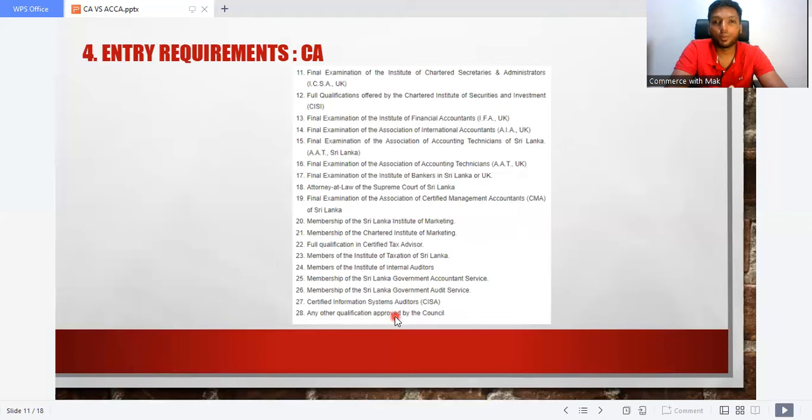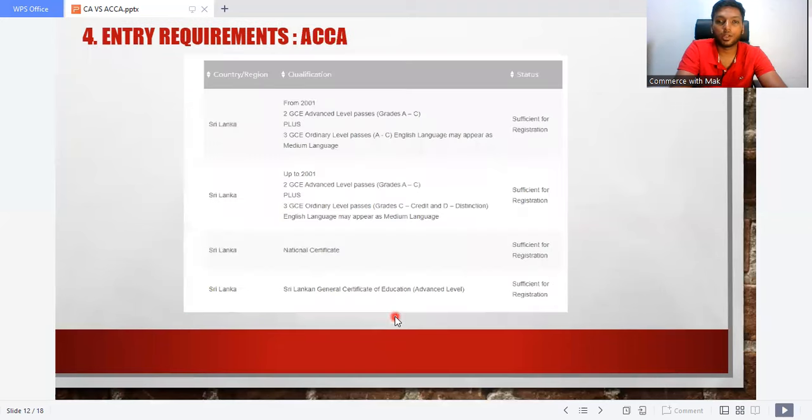If you are an O-level pass student and you want to do CA, you can't. You need to complete at least a minimum of A-level. As I said, CA has an entry requirement. You need to meet one of these entry requirements to get into CA.